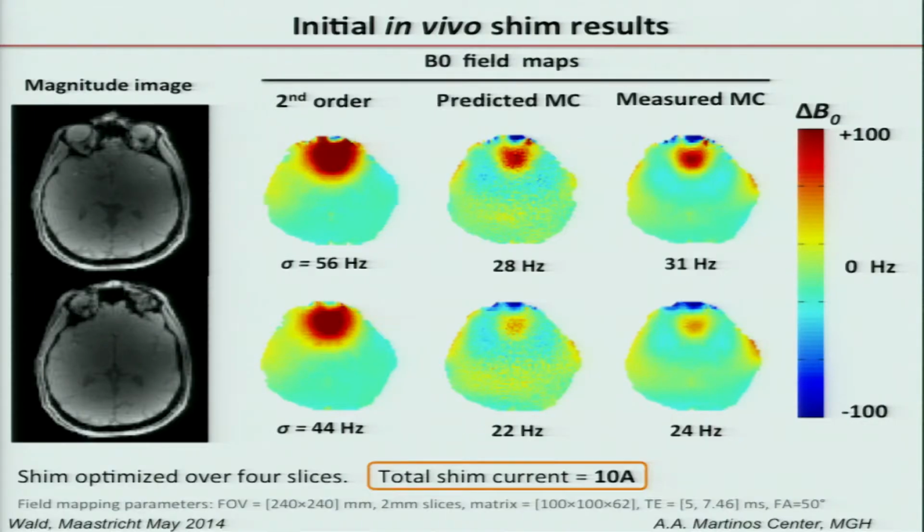Here's how it worked. Here's a magnitude image, the field map with just the second orders, the predicted field map using the field model that we had, and then the actual measured field map with the current going to the shim array. You can see it's a little disappointing. We didn't quite get the full predicted value, but I think we did pretty good. And the total shim current is quite reasonable, 10 amps integrated over all the devices.